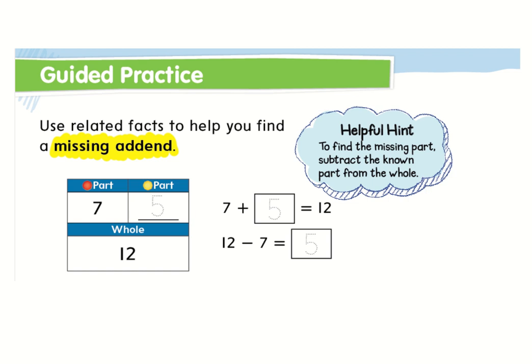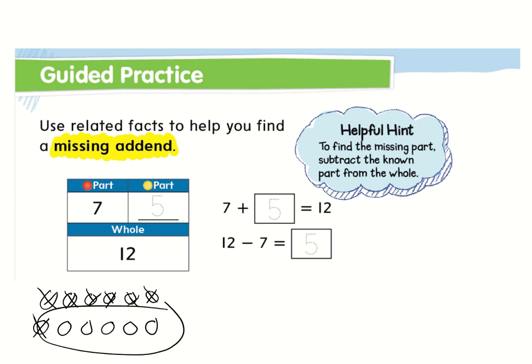So if I did 12 minus 7, I show 1, 2, 3, 4, 5, 6, 7, 8, 9, 10, 11, and 12. And I'm going to take 7 away. So I have 1, 2, 3, 4, 5, 6, and 7. And that would show me that I'm left with 1, 2, 3, 4, and 5. So I know my answer is going to be 5 right there.